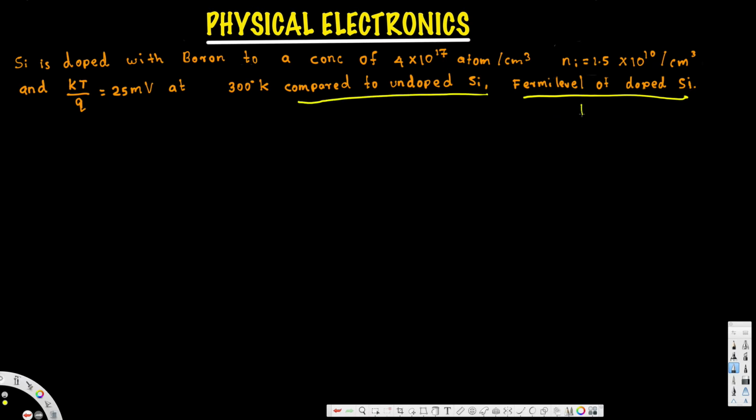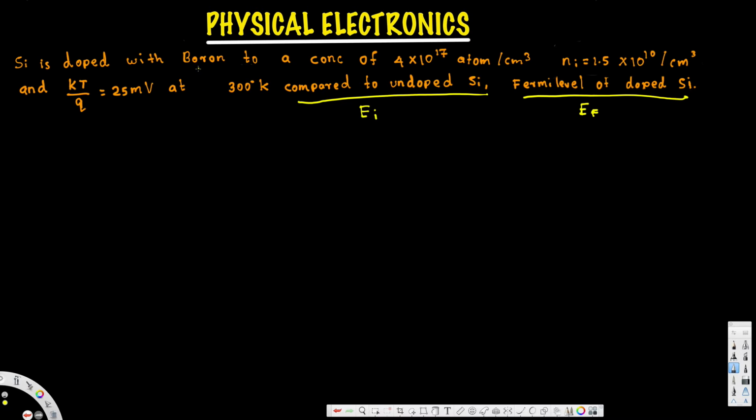Fermi level is what? EF, okay? And undoped silicon means there are two types of semiconductor we can have: intrinsic semiconductor and extrinsic semiconductor. Intrinsic semiconductor is a pure semiconductor. So when they say undoped silicon, it means this is pure, so this is an intrinsic semiconductor. So that's going to be Ei, okay? Now we have to compare the location of the Fermi level with respect to Ei.